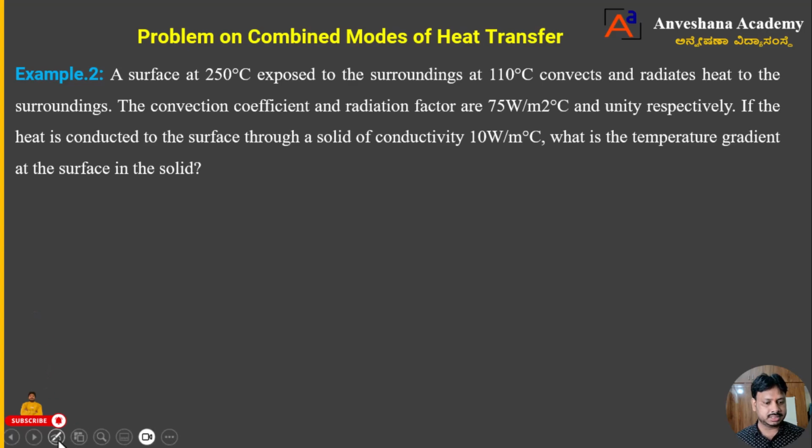I will read the problem first. A surface at 250 degrees Celsius exposed to the surroundings at 110 degrees Celsius convects and radiates heat to the surroundings. The convection coefficient and radiation factor are 75 watt per meter square degree Celsius and unity respectively. If the heat is conducted to the surface through a solid of conductivity 10 watt per meter degree Celsius, what is the temperature gradient at the surface in the solid?